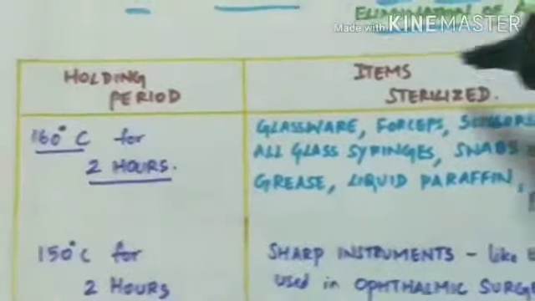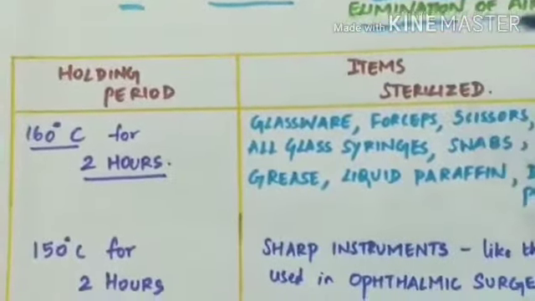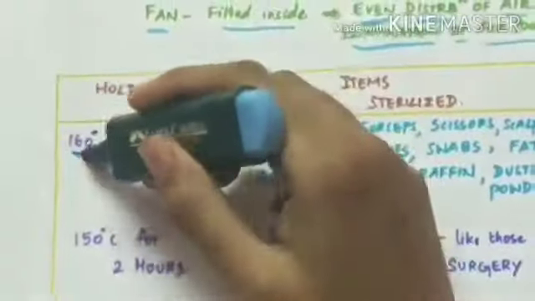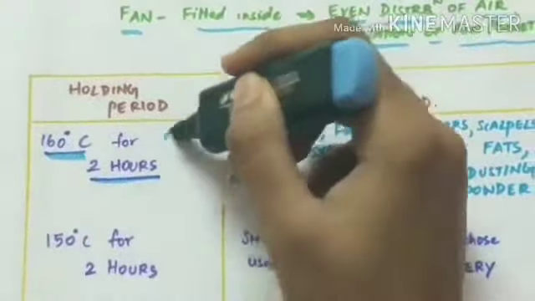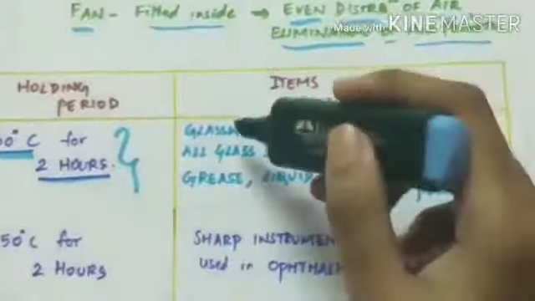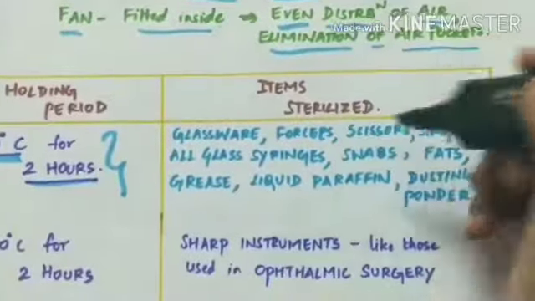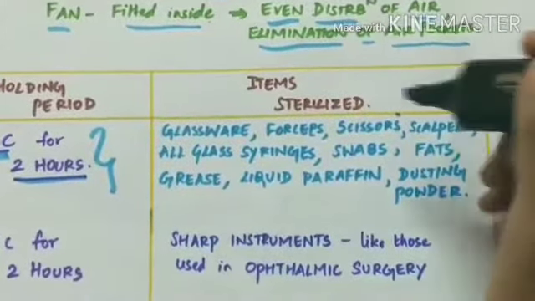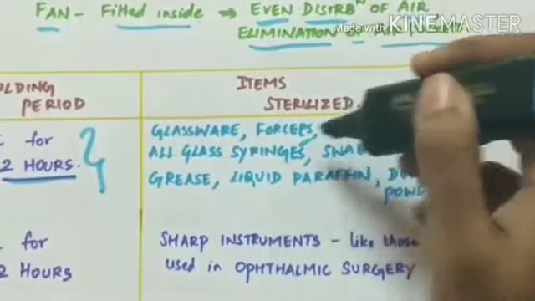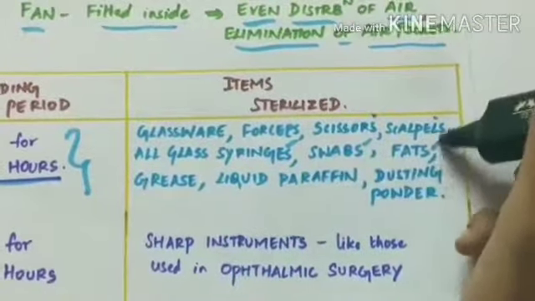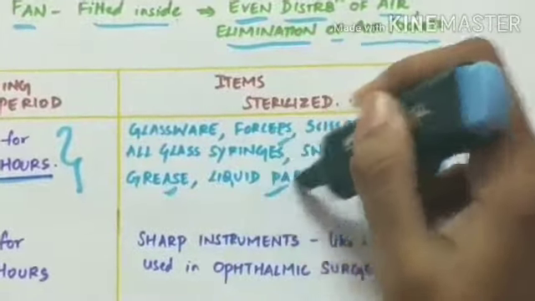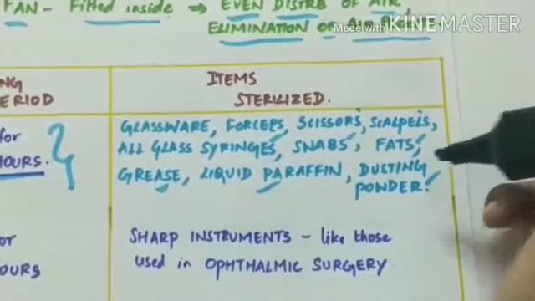Let's see the holding period for different items to be sterilized. Most common is 160 degrees Celsius for 2 hours. This is for sterilizing glassware, forceps, scissors, scalpels, all glass syringes, swabs, fats, grease, liquid paraffin and dusting powder.